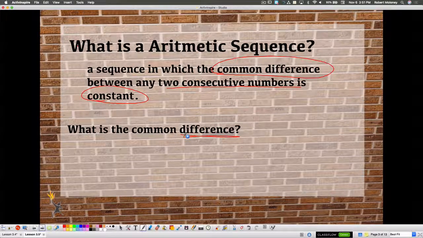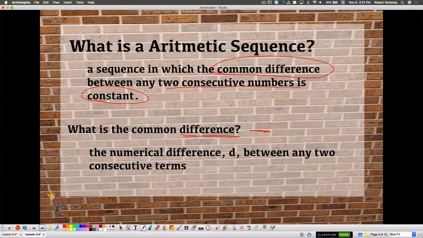So difference simply means subtraction. So the common difference is the numerical difference, and we're going to call that D. We're going to define that letter as D between any two consecutive terms. So now that we've got the vocabulary down, we've got the understanding of what we're looking for. We're looking for a sequence of numbers where the difference between each number is exactly the same, and that common difference is referred to as D, and that's going to help us figure out the information.